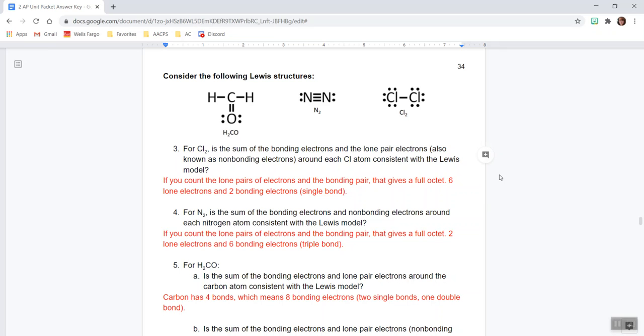For H2CO, carbon has 4 bonds, so 8 bonding electrons, 2 single bonds, 1 double bond. So yes, it does follow.